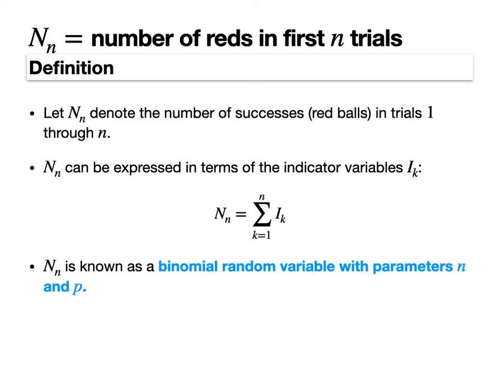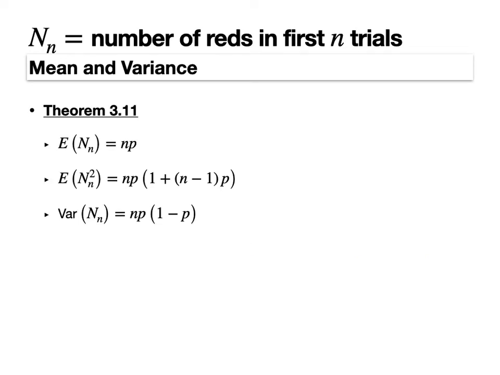p is, of course, our success probability, which we already know is just the ratio of red balls in the urn. And as usual, what we want to do is describe N completely. In other words, we want to know what its mean is, what its variance is. We also want to know the probability mass function for N. Theorem 3.11 here gives you the expected value of N, which is n times p, the expected value of the square of N, and the variance of N.